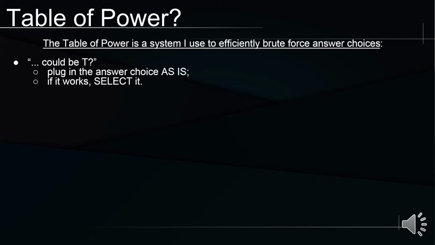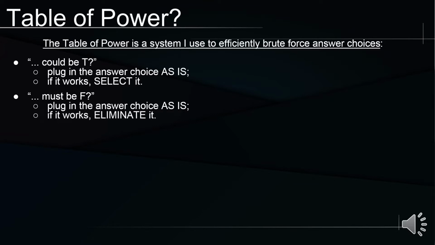The sister category to could be true is must be false. So if a question asks me if something must be false, what I do is plug in the answer choice as it is. Again, I make no alterations to it. And if I can get that answer choice to work as it is, I eliminate it. Because then, of course, what I've just done is proven that it does not have to be false. If I got an answer choice to work and I didn't have to make any changes to it, I've just proven that it doesn't have to be false. So, of course, I eliminate it.